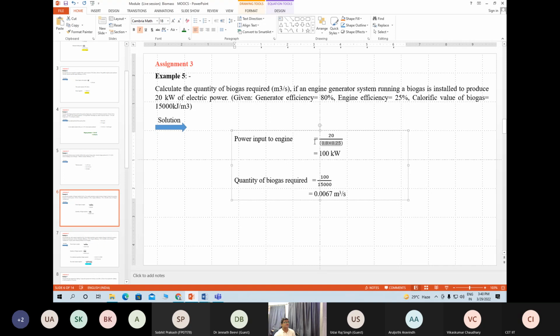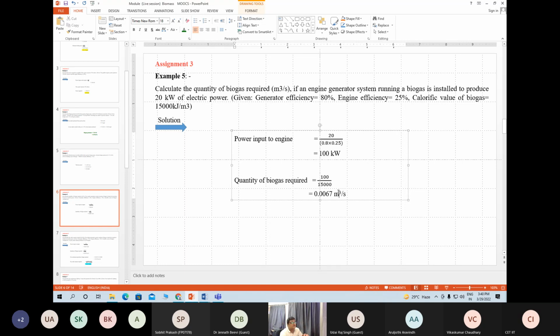Clear? So once you know the power to the engine, now you can simply calculate the quantity of the gas required, because you already know the calorific value, which is in kilojoule per meter cube, and your value is already in kilowatt here. Kilowatt means kilojoule per second again. So if you simply divide it by the calorific value, meter cube per second is the quantity of gas which is required. So if I ask you to calculate this on a per day basis again, you have to simply multiply it by 24 times 3600, and you will get the value in meter cube per day. So this is another example.